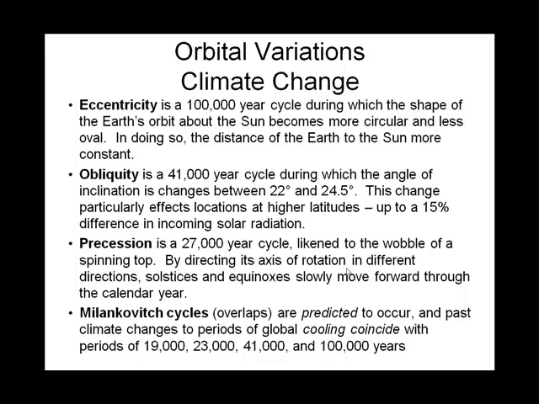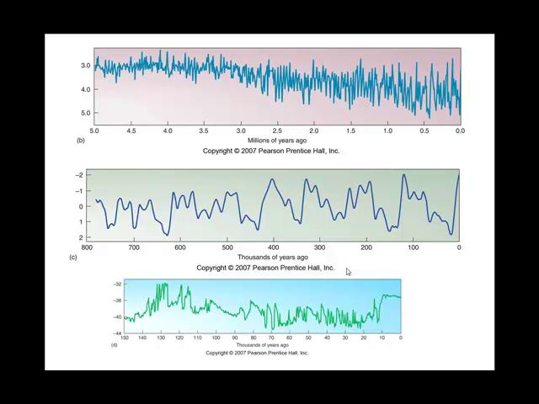And what that means then, with regard to climates on the Earth, is we would tend to expect global cooling periods at 19,000, 23,000, 41,000, and 100,000 years. So this is showing you global temperatures in general, and how they have varied, but the scales are different for each one of these. This top one has a scale of millions of years, okay? So, millions of years ago, excuse me.